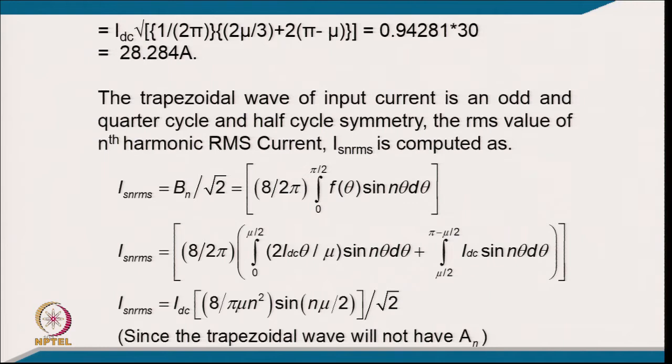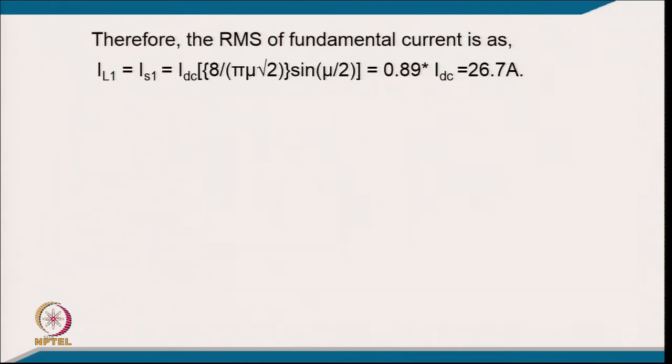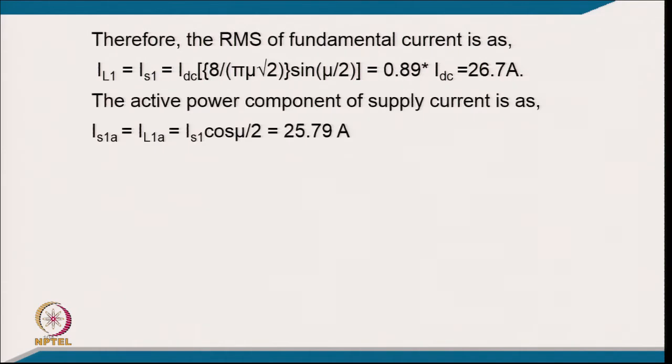So, keeping the value we get ISn equal to IDC 8 divided by pi mu n square into sin n mu by 2, divided by root 2. Since it is a trapezoidal wave, it will not have an an coefficient. Therefore, the RMS fundamental will be IL1 equal to IS1, putting n equal to 1 in that relation, IDC in bracket 8 by pi mu root 2 into sin mu by 2, that comes 0.89 IDC. So, it comes 26.7 ampere.